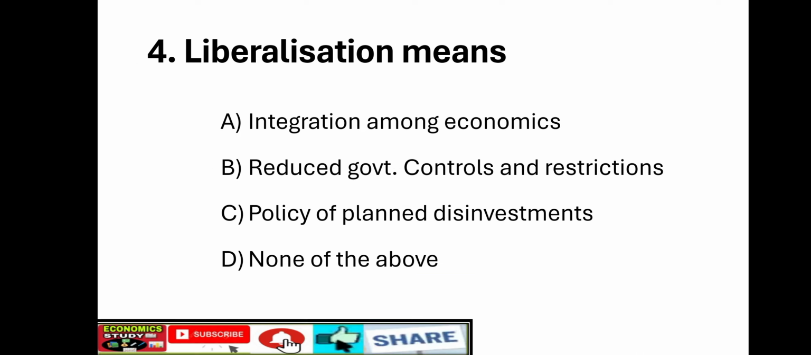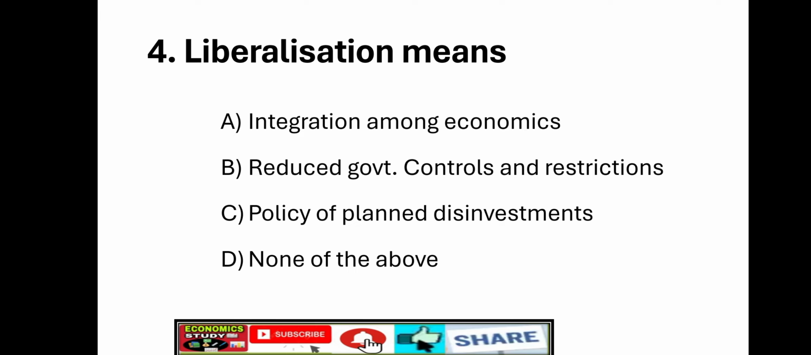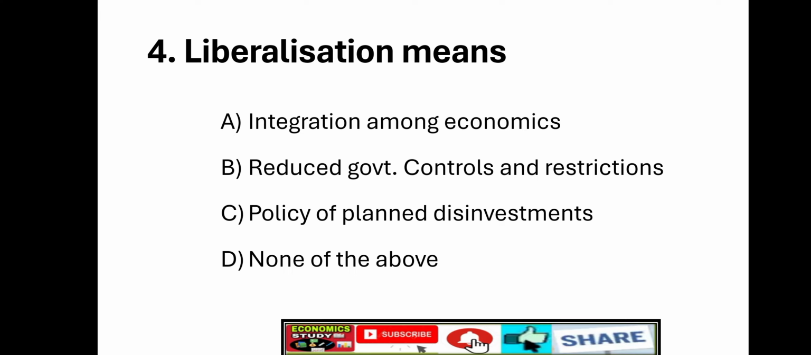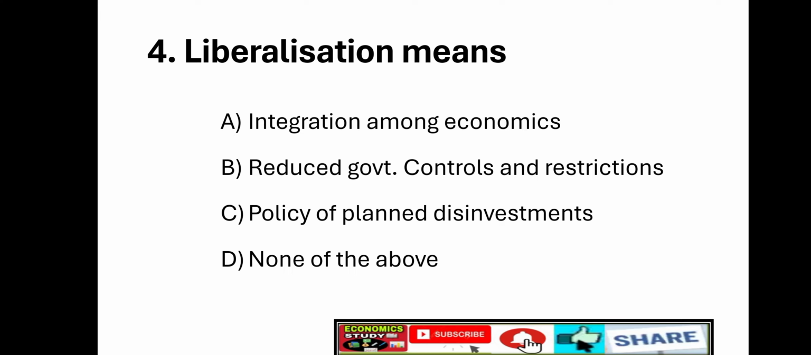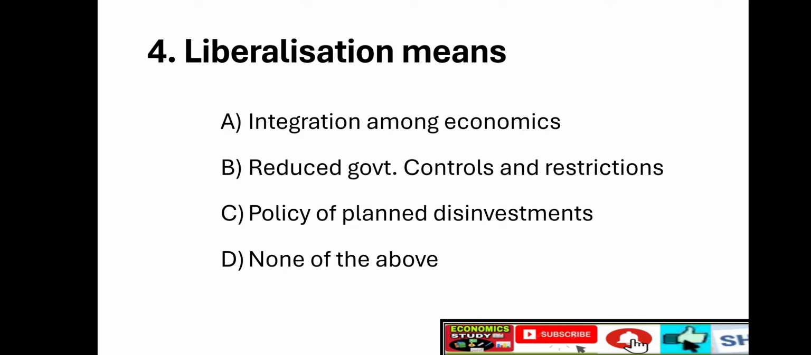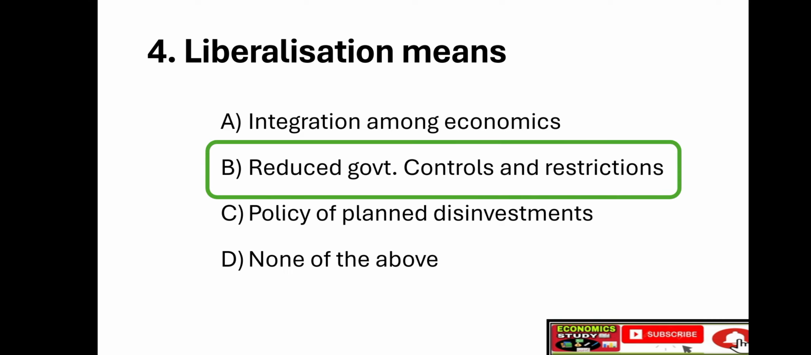Next question, fourth question. Liberalization means: option A, integration among economies. Option B, reduced government controls and restrictions. Option C, policy of planned disinvestments. Option D, none of the above. Right answer is option B, reduced government controls and restrictions.